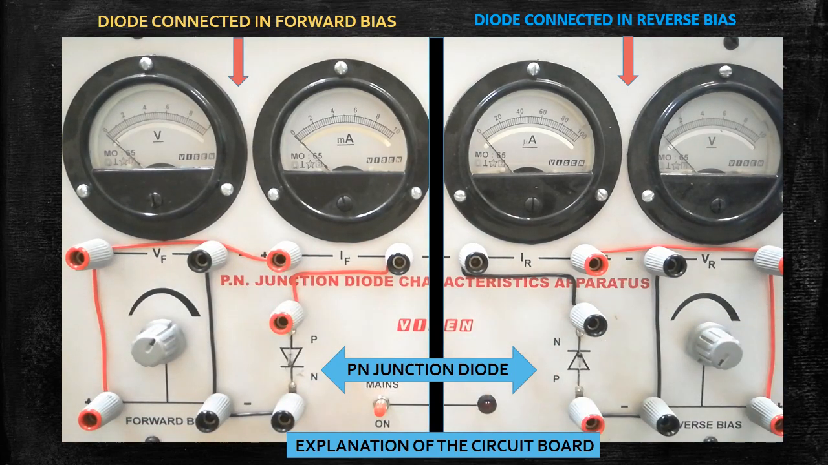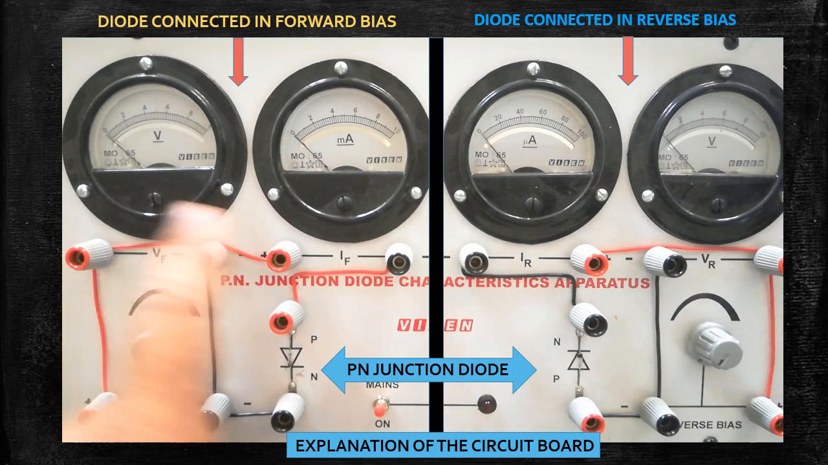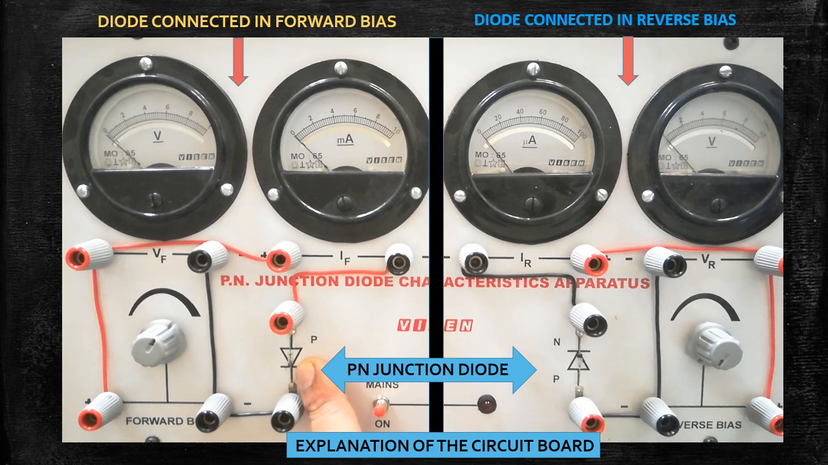This PN junction diode can be connected in two ways. One is called forward bias. This is the region in which the junction diode is connected in forward bias. The junction diode has two ends, P end and N end. The P end should be connected with the positive end of the battery. The N end should be connected with the negative end of the battery. Are you clear? So when P is connected with positive and N is connected with negative end of the battery, then the diode is said to be in forward bias.